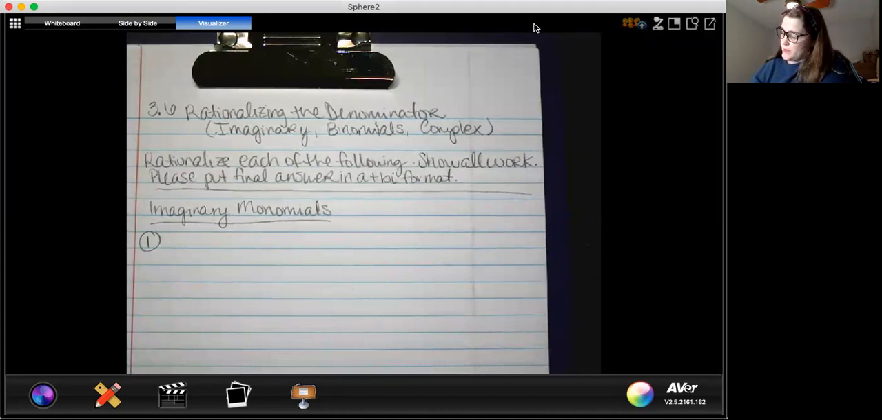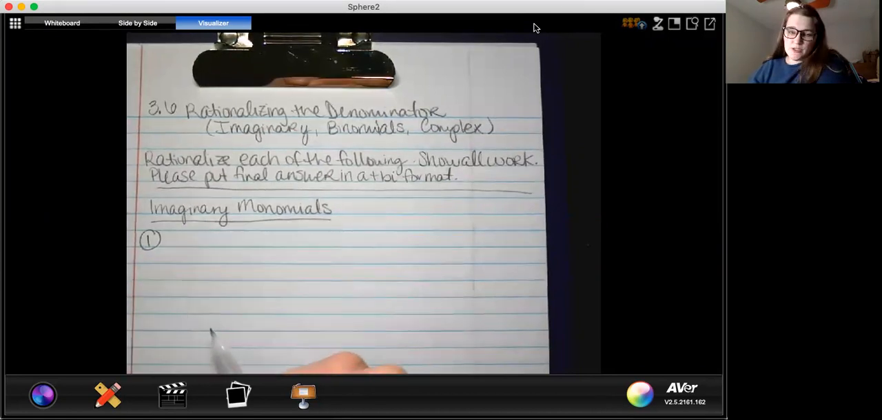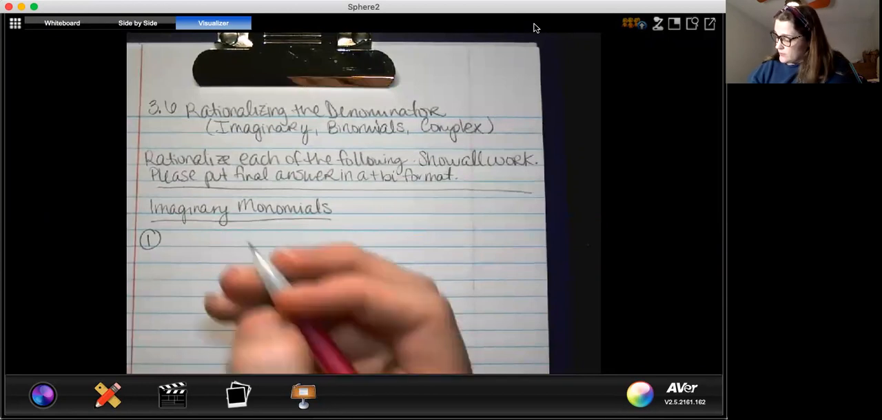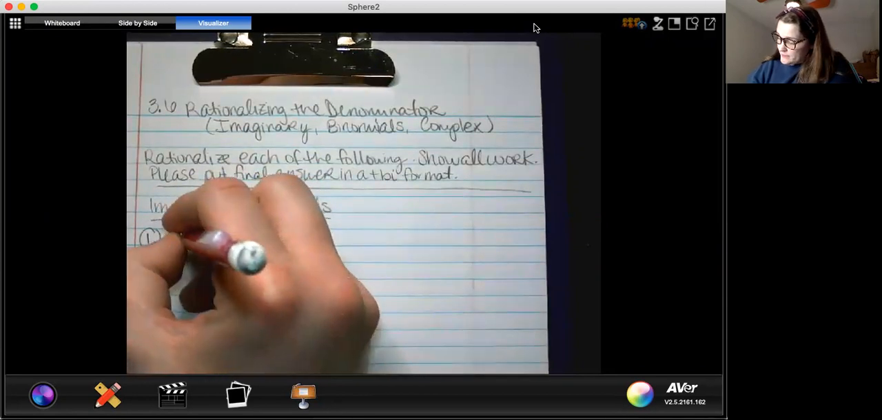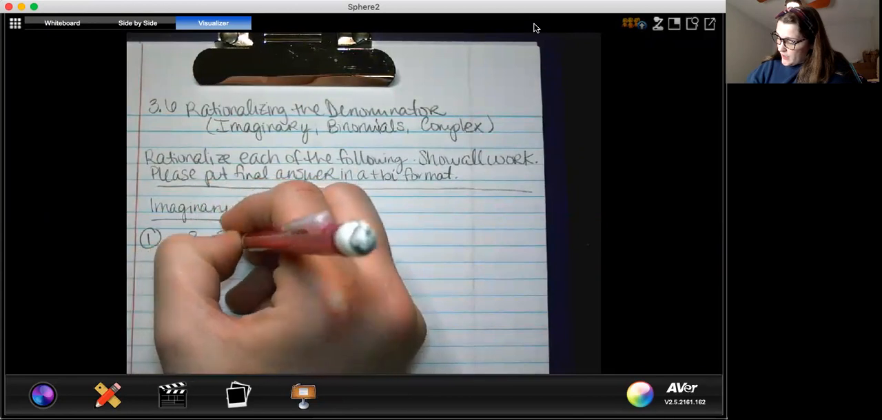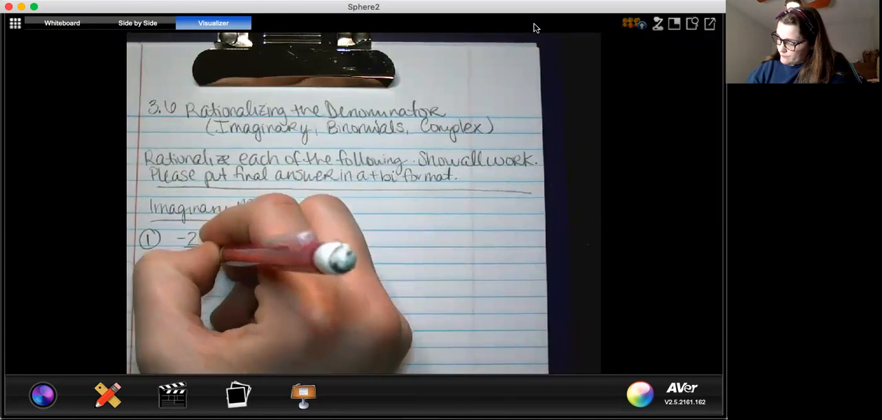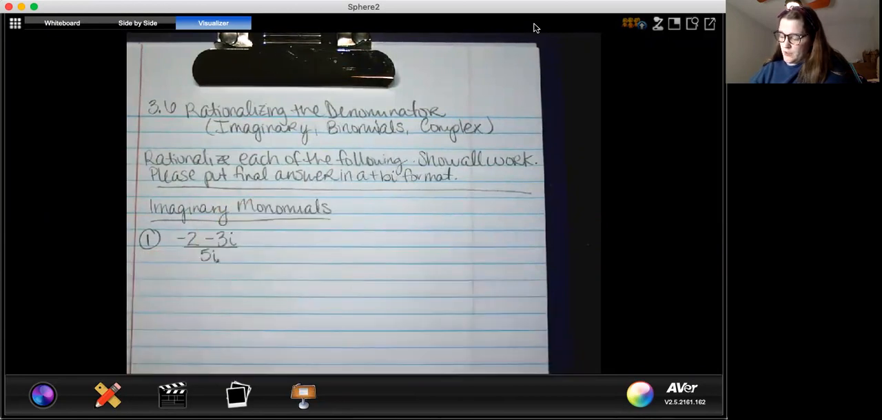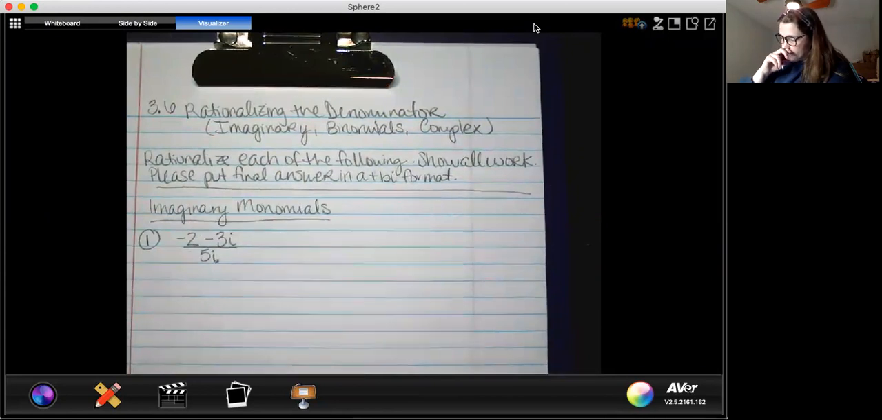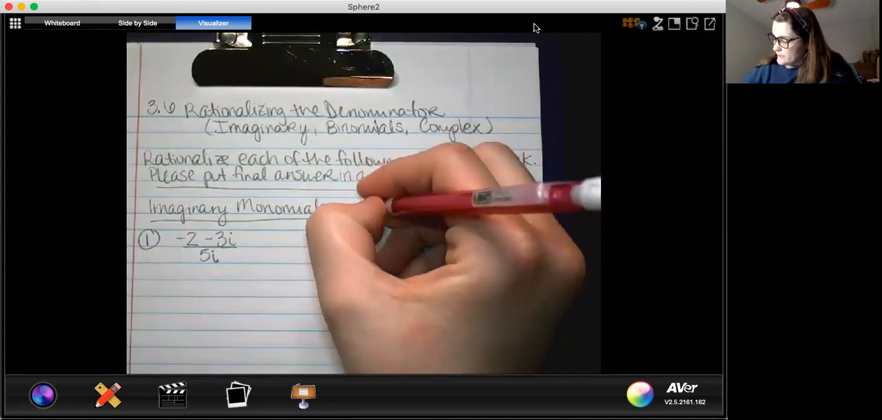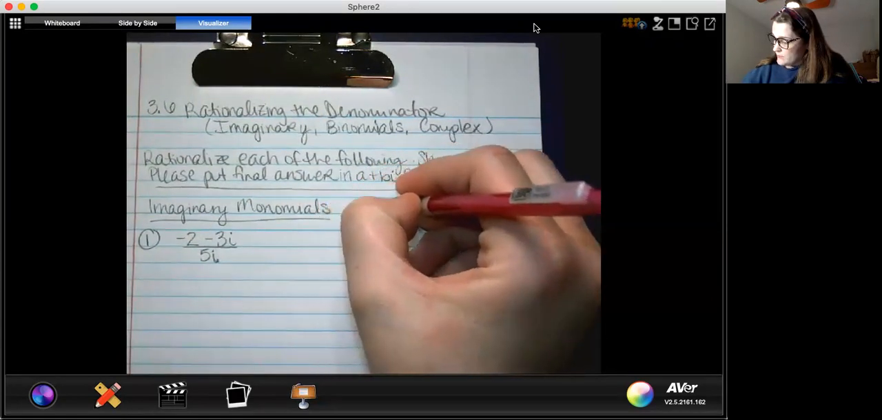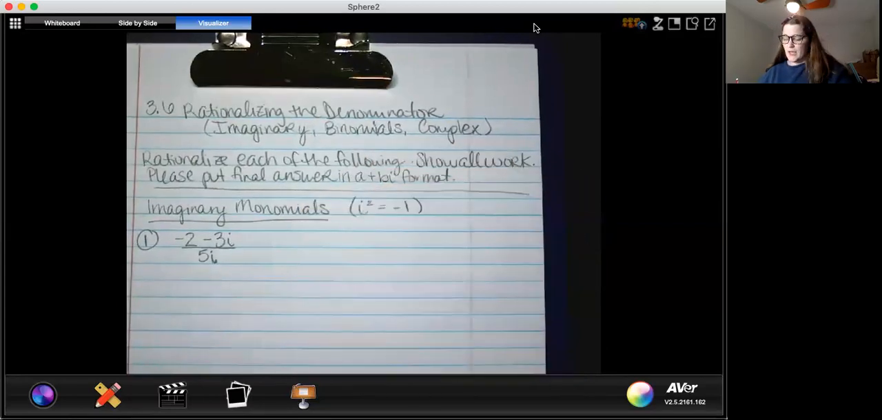Okay, so first things we're going to look at are imaginary monomials. So number one, we have -2 minus 3i divided by 5i. So keep in mind that we got to remember a couple of things. One, that i squared equals -1. Gotta remember that. And we also need to remember the basic concept of rationalizing.